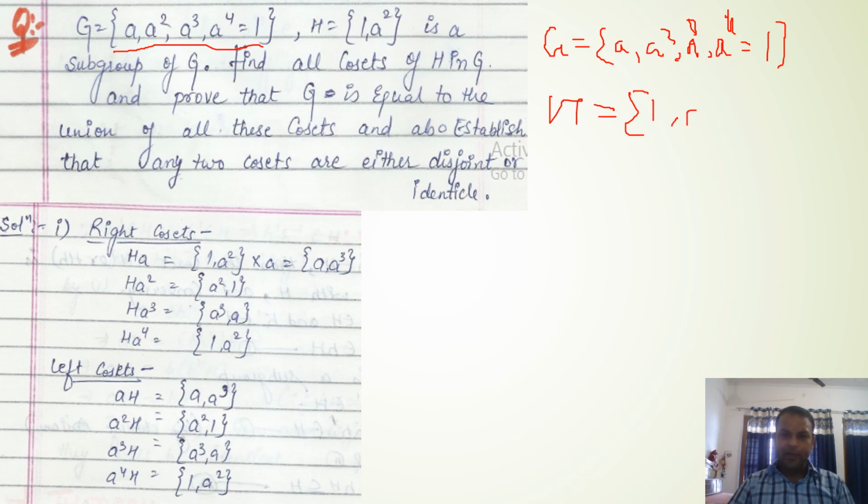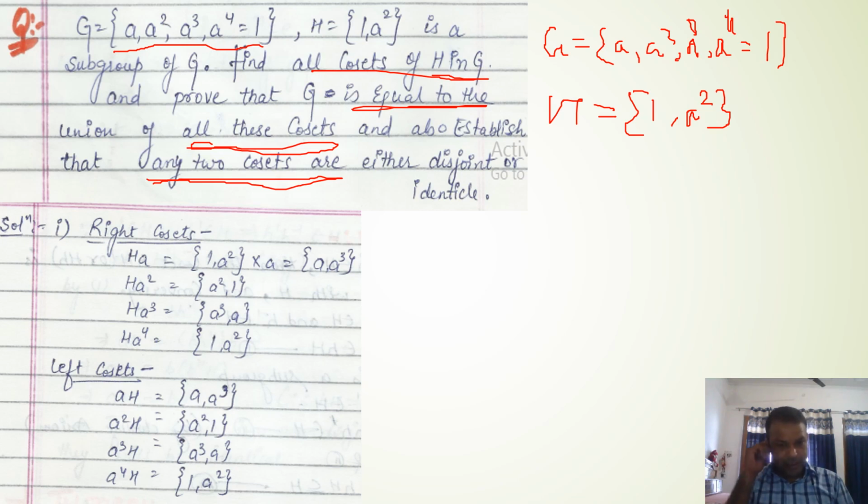We are taking here 2 elements from this group G. Now the main task is to write all the possible cosets of H in G. Obviously, we will write left cosets as well as right cosets. After creating all the cosets, we will prove that the union of all these cosets will be equal to the group G. And again, we have to show that any 2 cosets will be either identical or disjoint. So first, we will find the total number of cosets here.